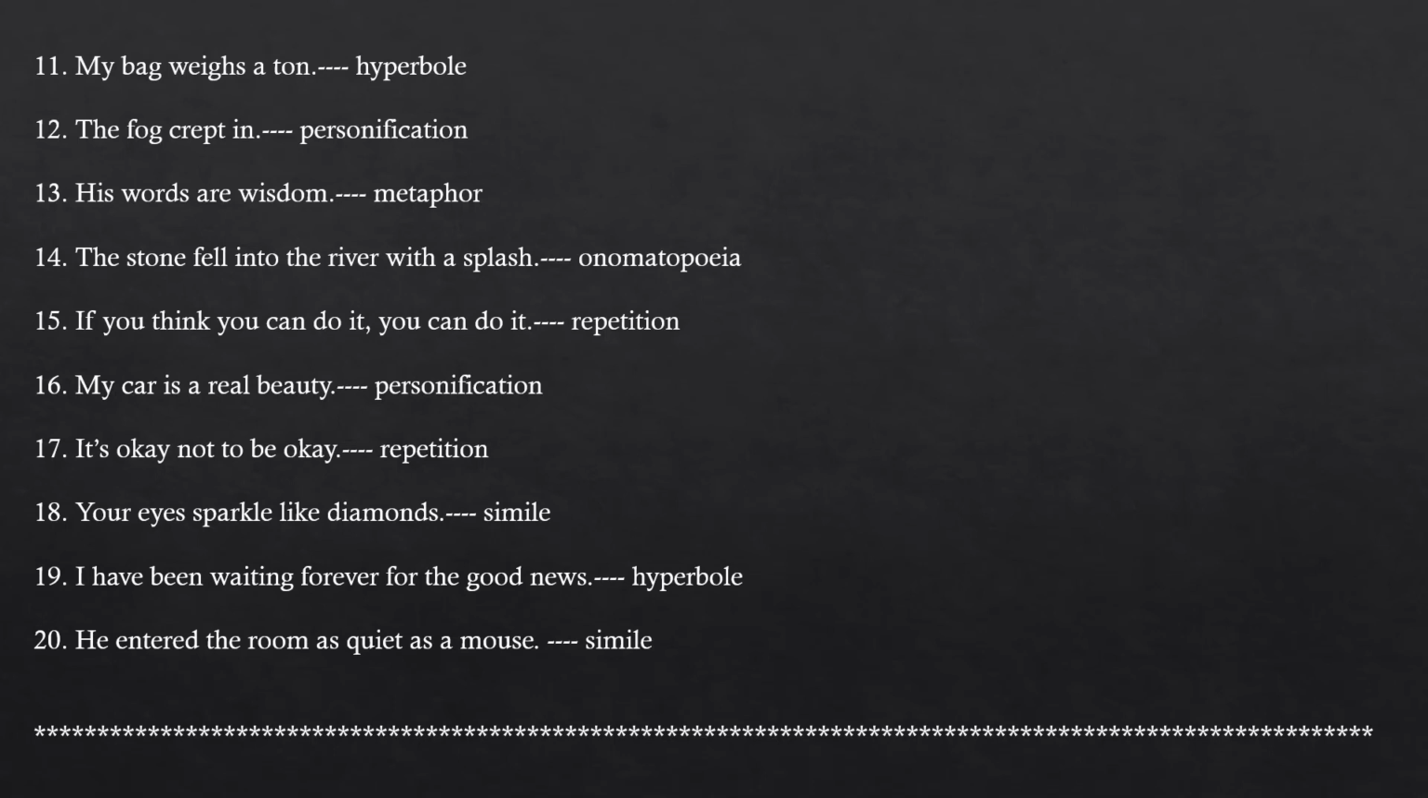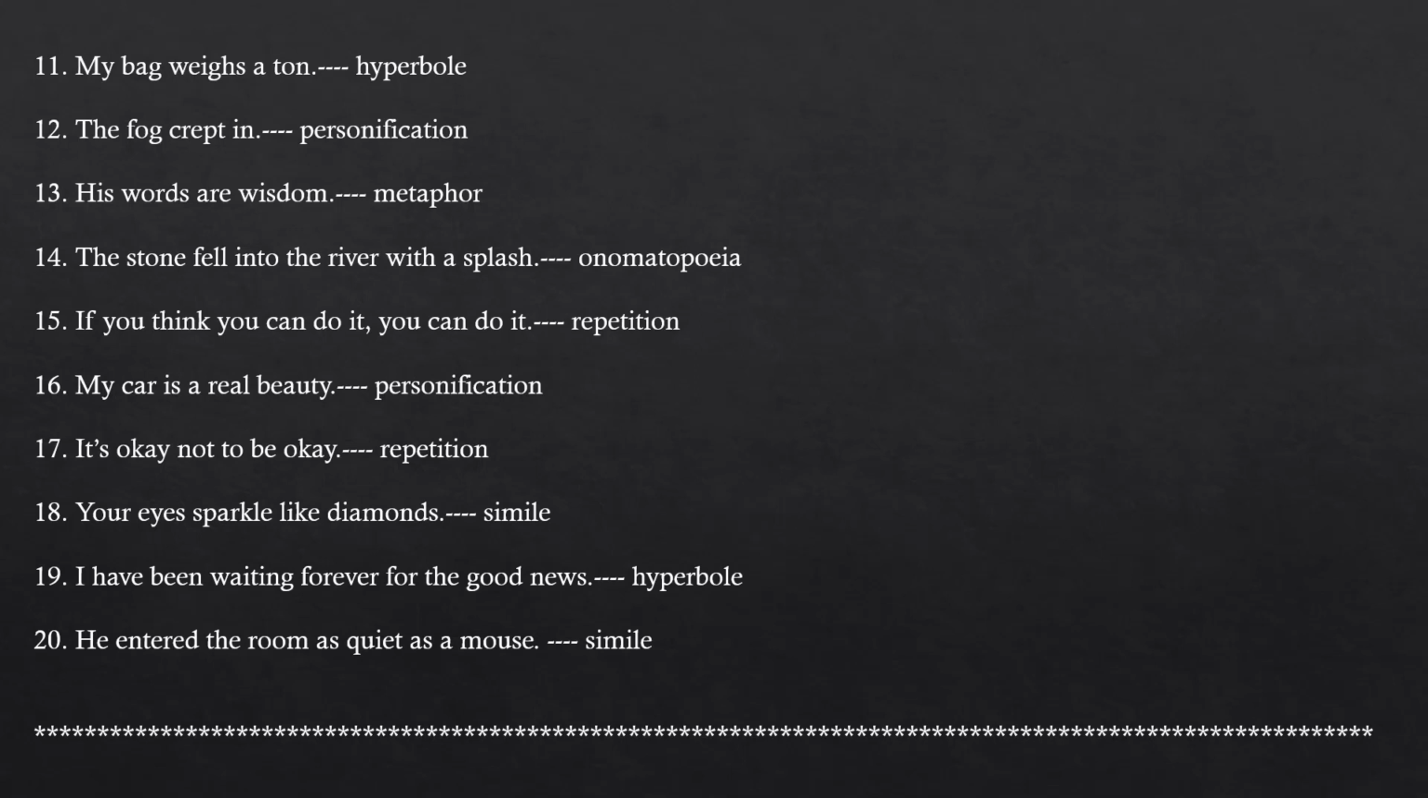18th sentence, your eyes sparkle like diamonds. Now, this is an example of simile because two different objects, somebody's eyes and diamonds, have been equated. Both have a sparkling quality, and the word like has been used to make the comparison. So, a direct comparison is made here. Somebody's eyes have been compared to sparkling diamonds.